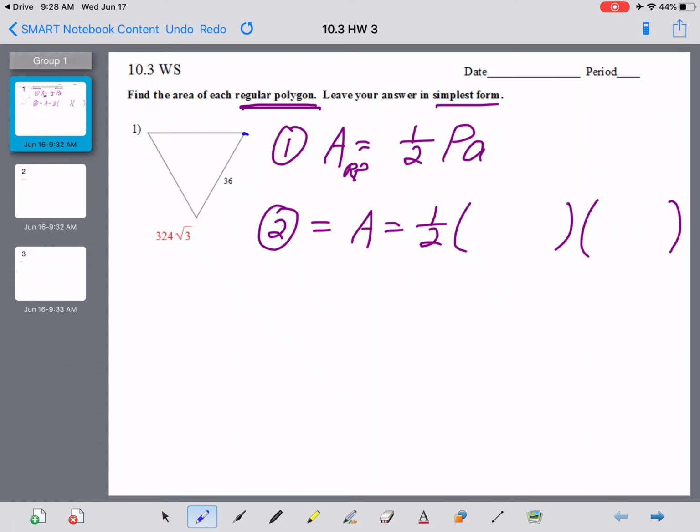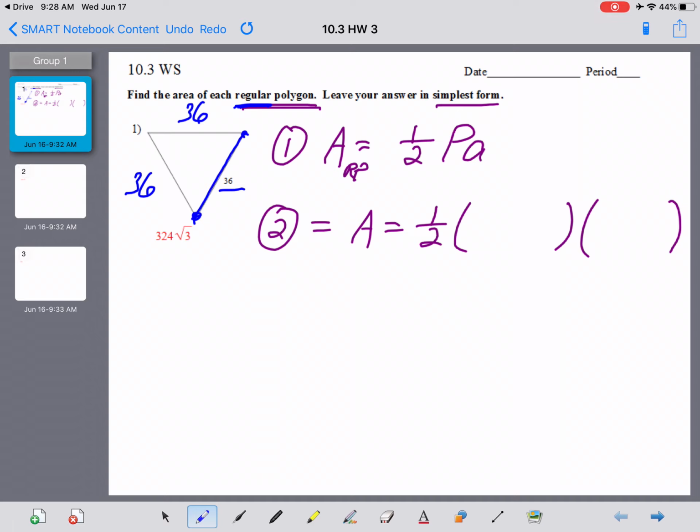Now what they did tell us here is that one side of this triangle has a length of 36. And because it is a regular polygon, we know that all three sides of this figure are congruent. That's a 36 as well, and that's a 36 as well.